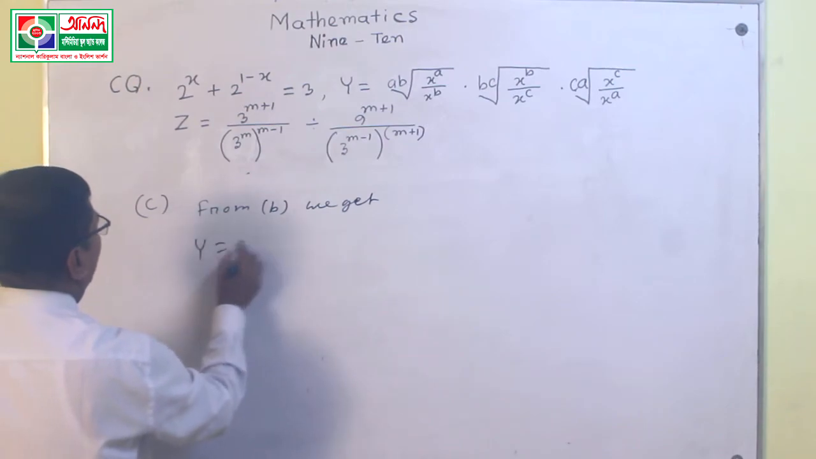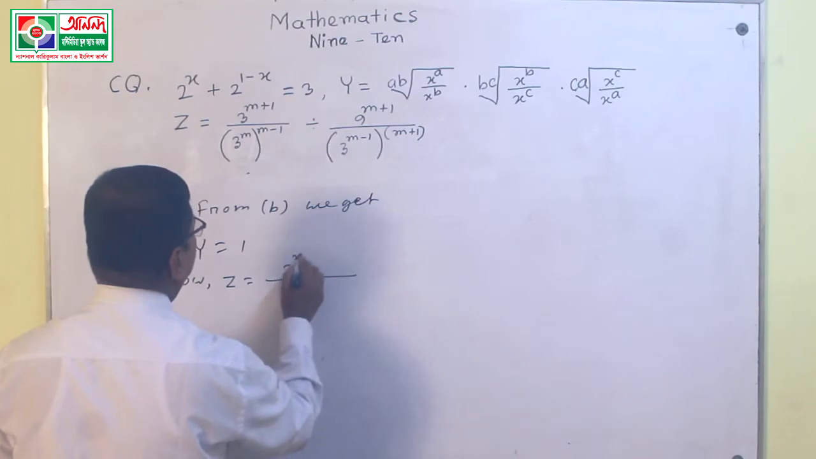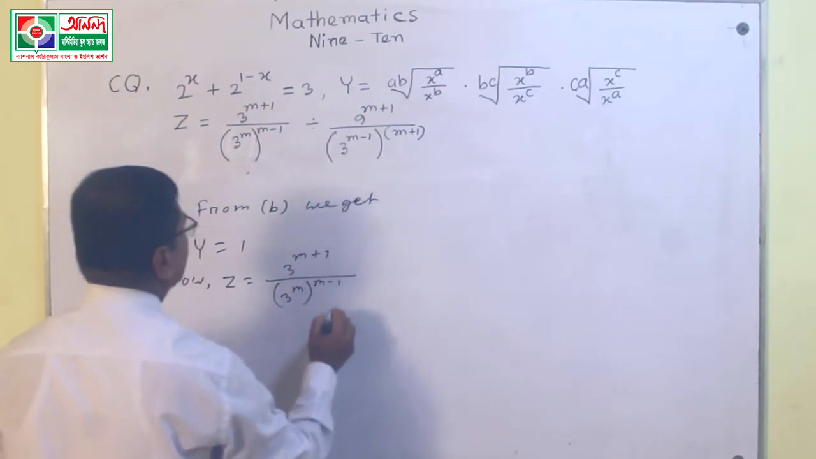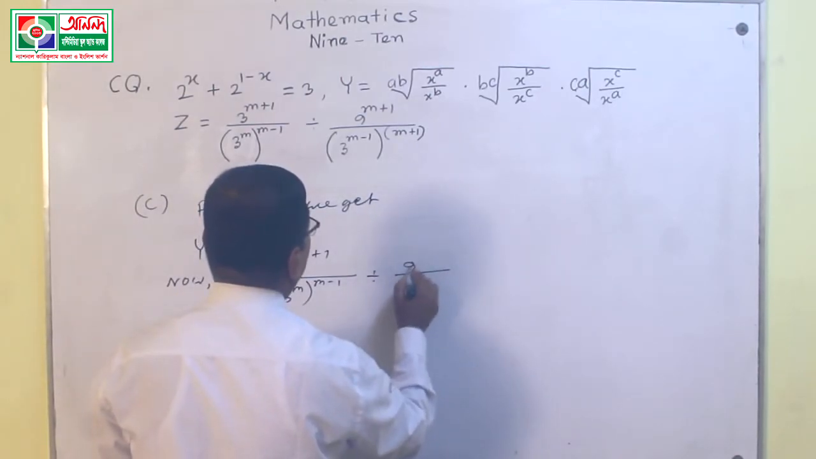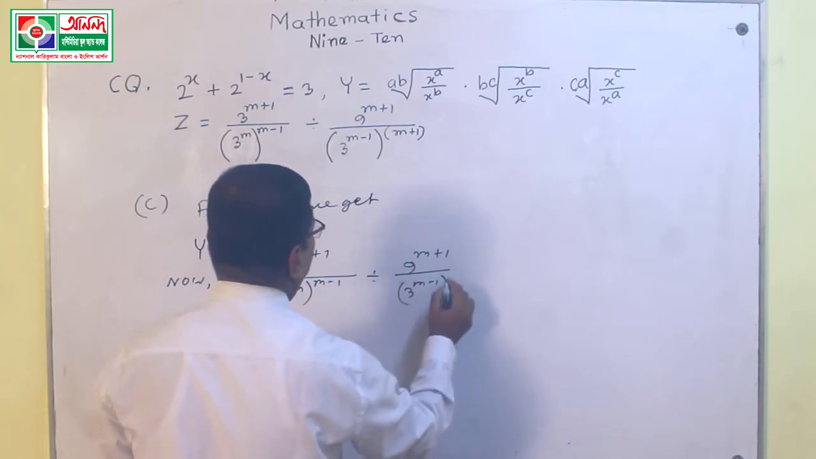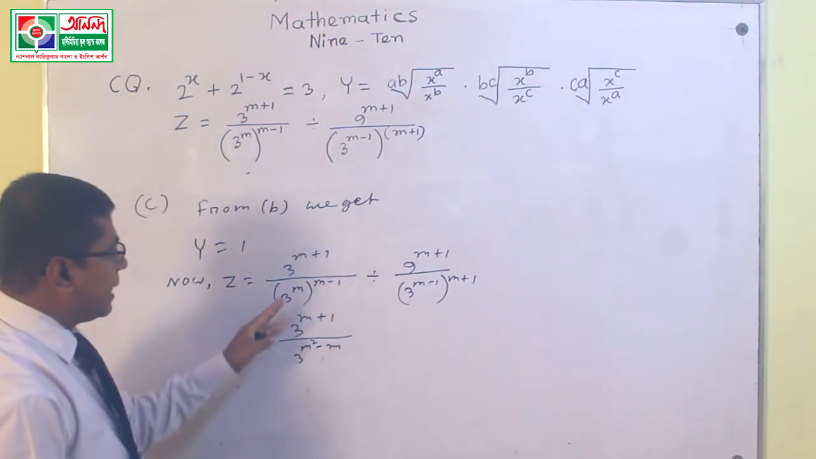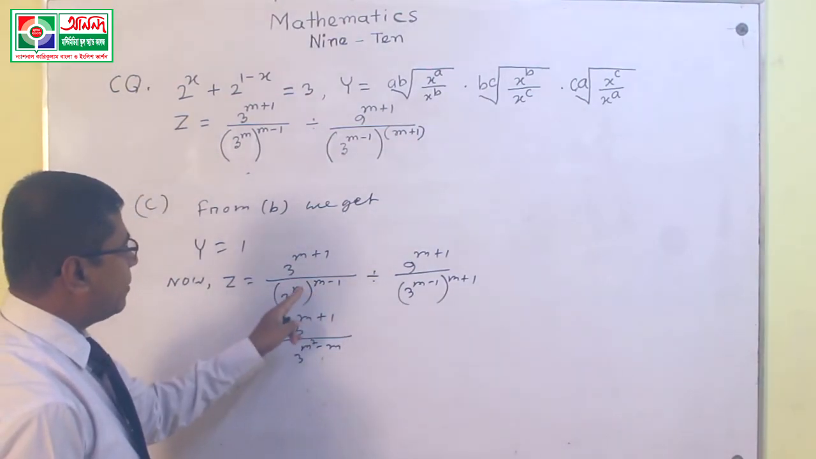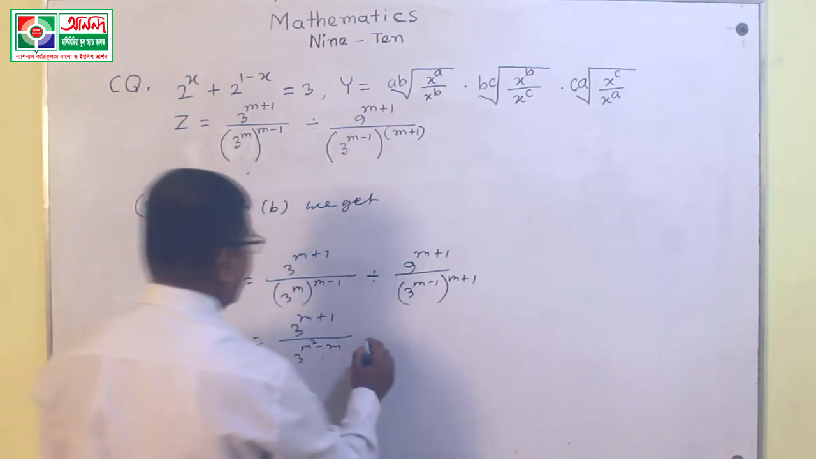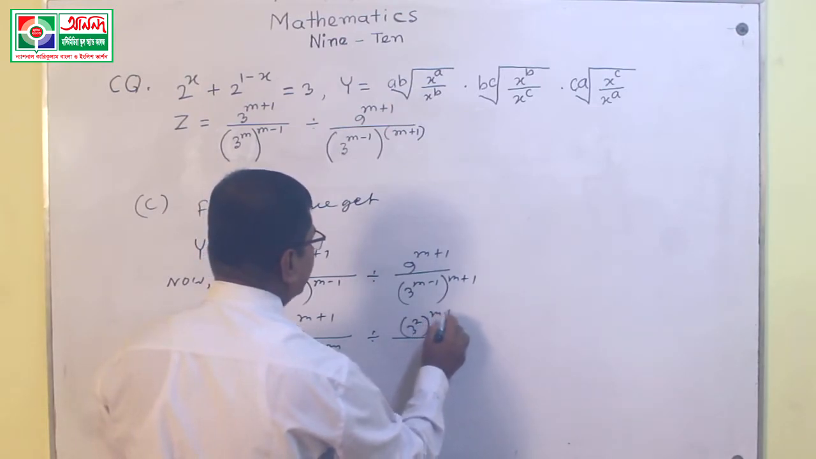y equal 1. Now z equal 3 to the power m plus 1, 3 to the power m whole to the power m minus 1 bhag 9 to the power m plus 1, 3 to the power m minus 1 whole to the power m plus 1. We will simplify z. Here look at, I have multiplied the power and power, m into m square, m into minus 1 minus m bhag 9. You can write 3 square and m plus 1.